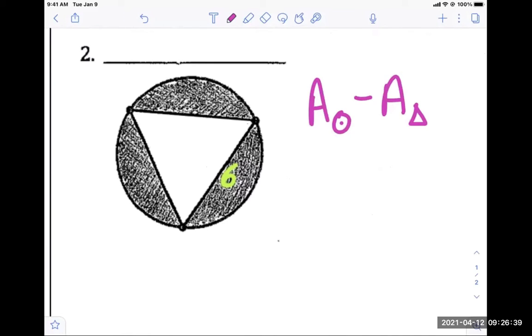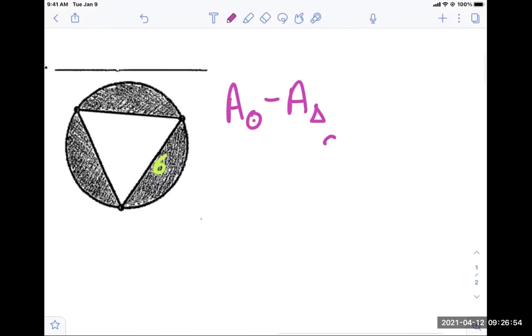Yes. Okay. Ainsley, how would you find the area of the triangle? You would do the side squared formula. So you do 6 squared times the square root of 3 over 4. Okay, so that's a regular triangle. You know the side length, that's exactly what I would do. I would do s squared root of 3 over 4.